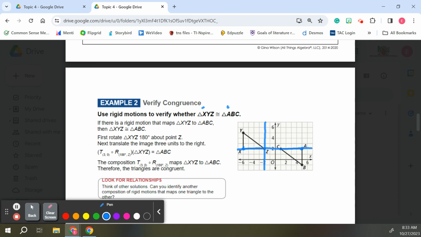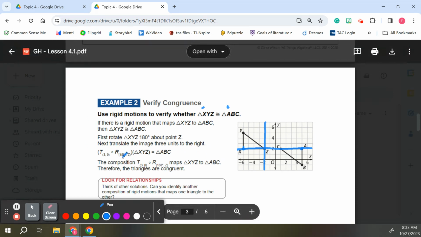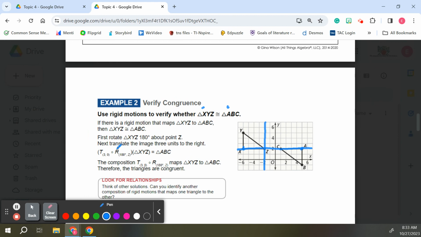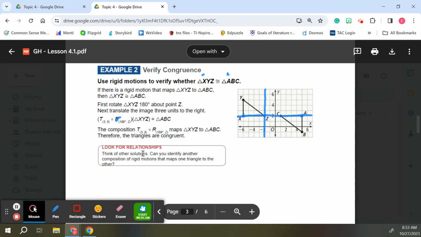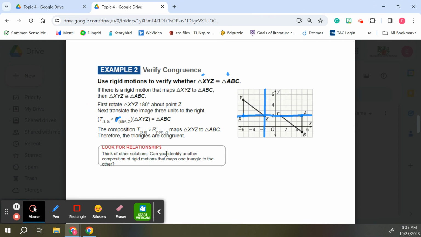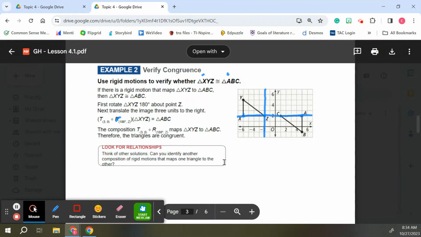Now, do you always have to rotate about a point? No, there's more than one way to do this. I am definitely the type that likes to rotate about the origin and then go from there. After that, you would translate the image 3 units to the right, and then you have what you need. And this is our function. Rotation, that should be little r, not big R, 180, comma Z, and then translation 3, 0. So here's what you need to focus on. Think of other solutions. Can you identify another composition of rigid motions that maps one triangle to the other? That is what they're trying to get at.